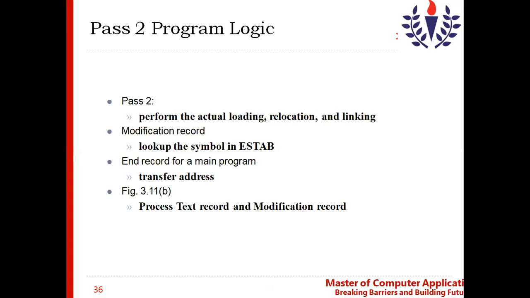What normally the linking loader performs in pass two is processing the text record and the modification record. These two records will be processed. Just like in pass one it processes the defined record, in pass two it processes the text record. What is there in the text record, and how it is going to process the text record, and how all these three different functions are carried out, we will discuss in the next session.